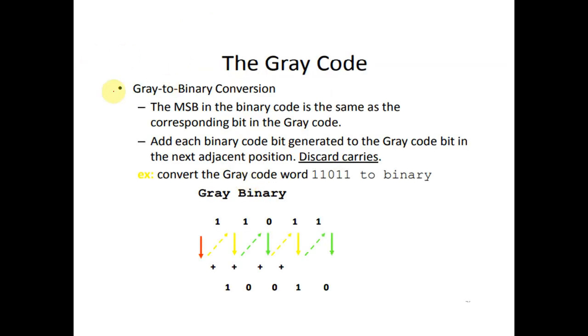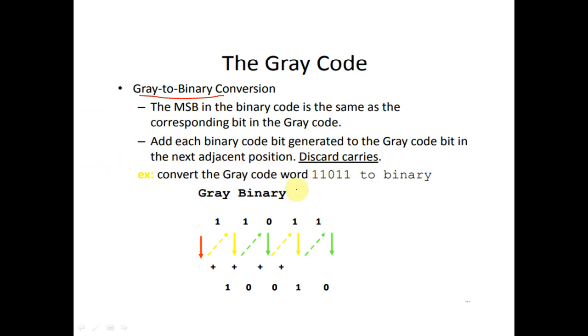Now, the second method is the Gray to binary conversion. These are the steps used for Gray to binary conversion. The MSB in the binary code is the same as the corresponding bit in the Gray code. Add each binary code bit generated to the Gray code bit in the next adjacent position and discard the carries.